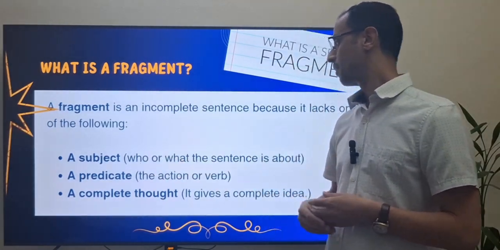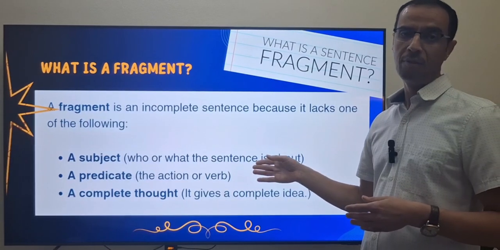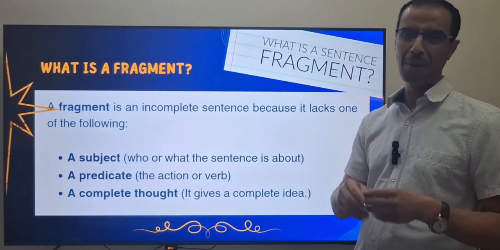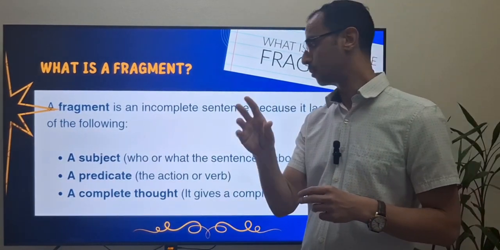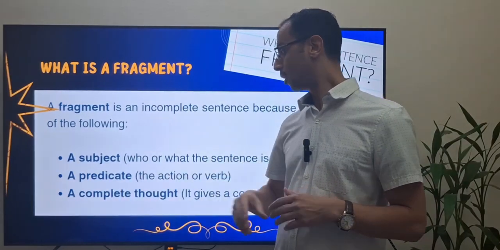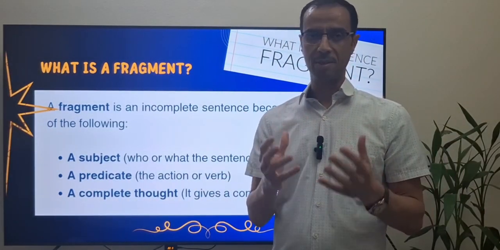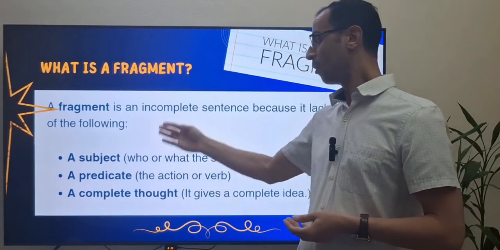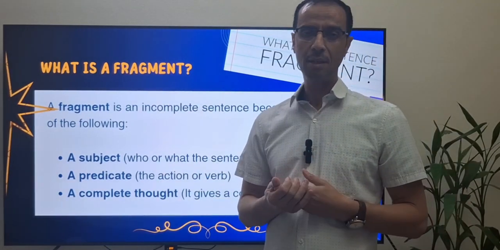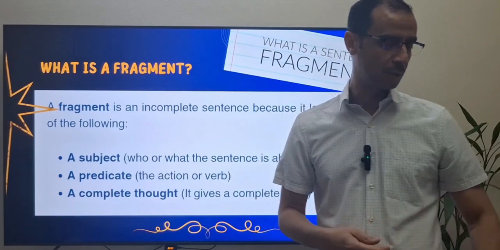A predicate, the action, or you can say the verb, the main part of the predicate, that is the verb or the action. And the complete thought. The sentence should express a complete thought. If one of these three items is missing, it is no longer a sentence, it's a fragment.